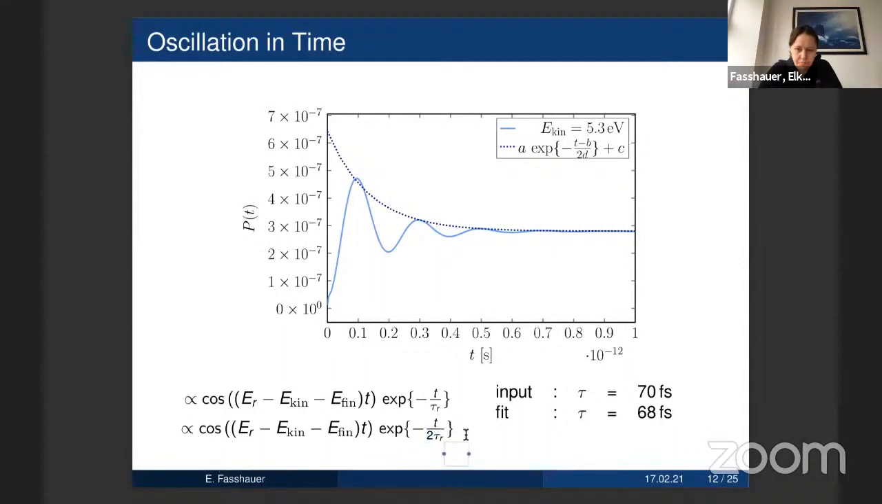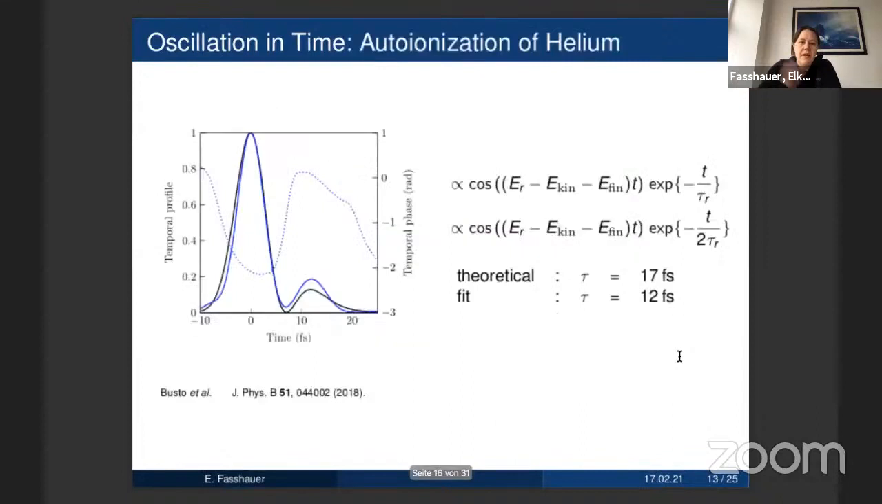This first function will probably be dominant in the beginning and then be more or less decayed at larger times, whereas the second one here is dominant for the decay at larger times. But still, if we fit a function, and I've done that here for all maxima starting from the one after 300 femtoseconds, you will always underestimate the lifetime of your system, because you always will have a part that comes from the other term. And it's not only me who's observed that. We've also seen that in this work for the auto-ionization of helium, the theoretical lifetime was 17 femtoseconds, but from the fit, they extracted 12 femtoseconds.